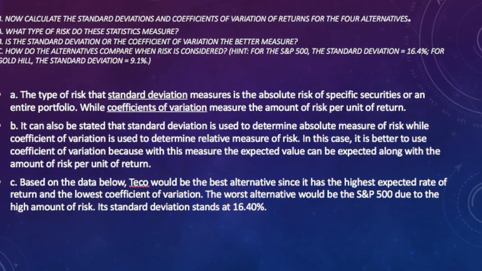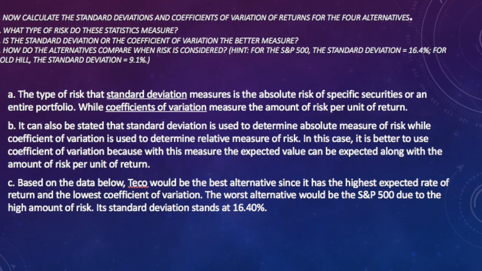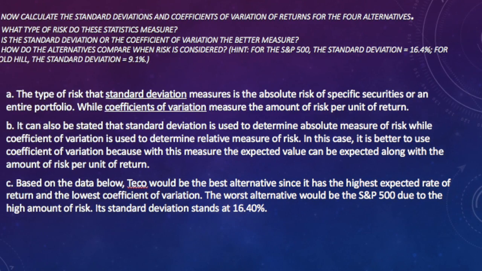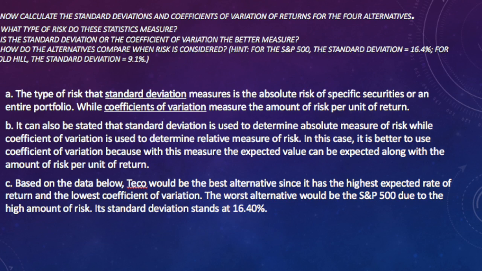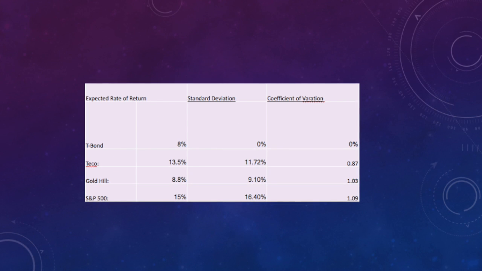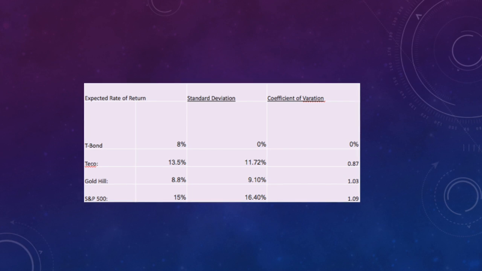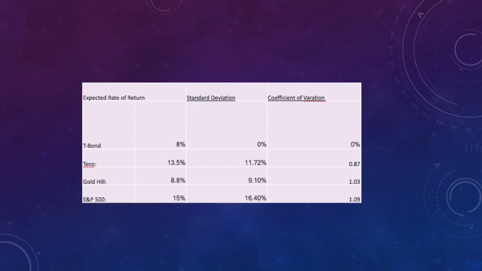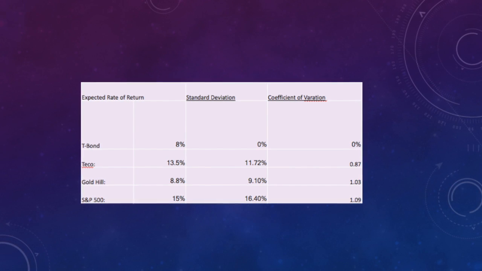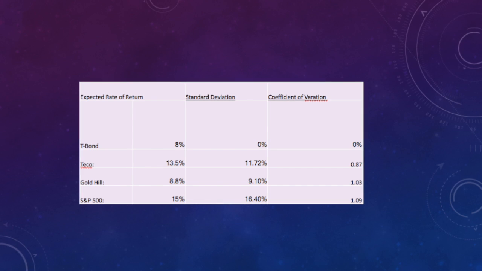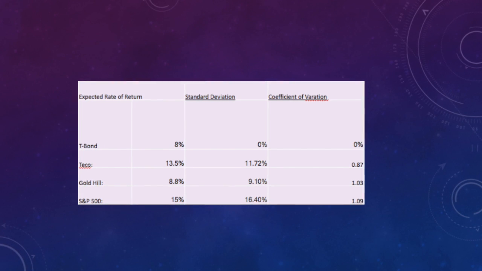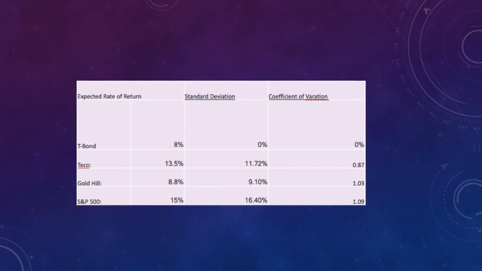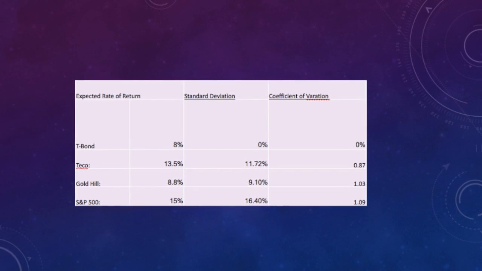So for A, the type of risk that standard deviation measures is the absolute risk of specific securities or an entire portfolio. Coefficients of variation measure the amount of risk per unit of return. For B, standard deviation is also used to determine the absolute measure of risk, and the coefficient of variation is used to determine the relative measure of risk.